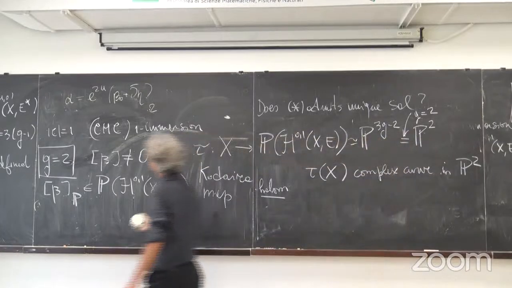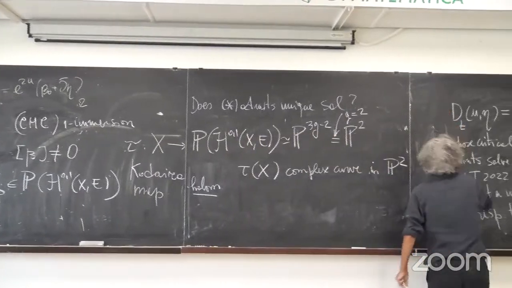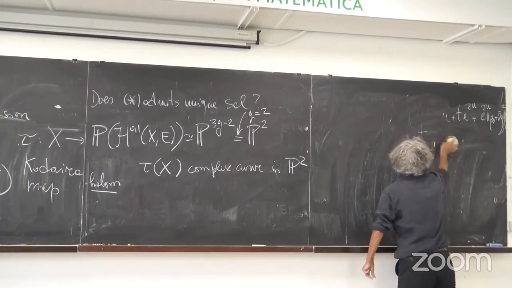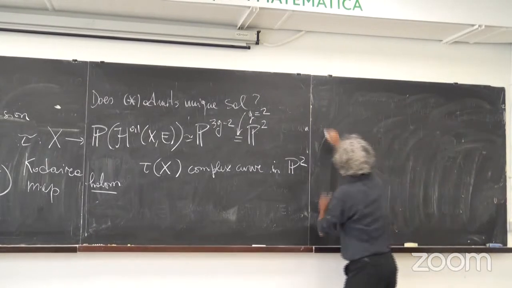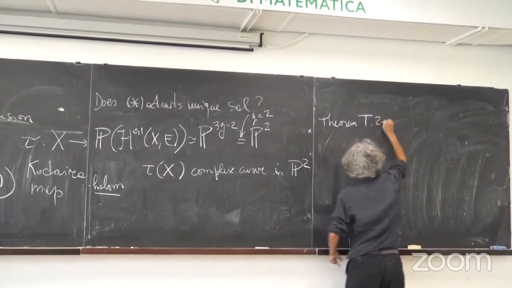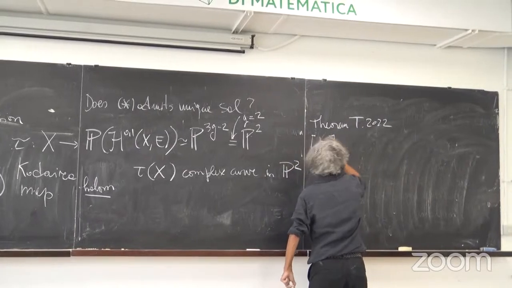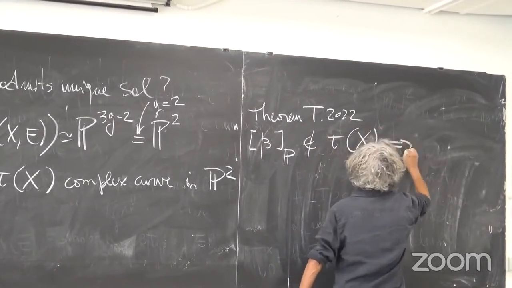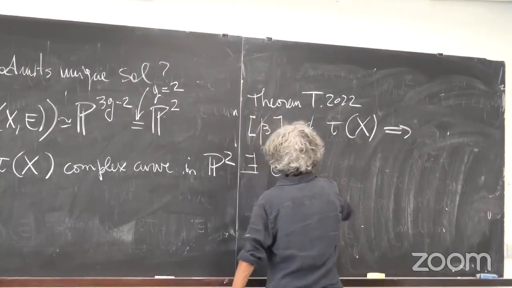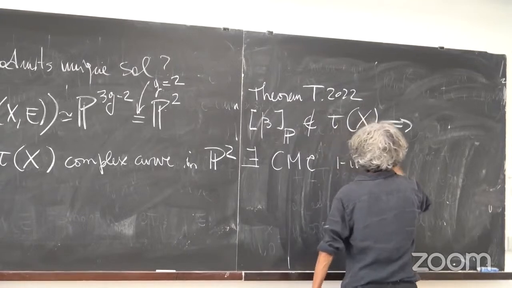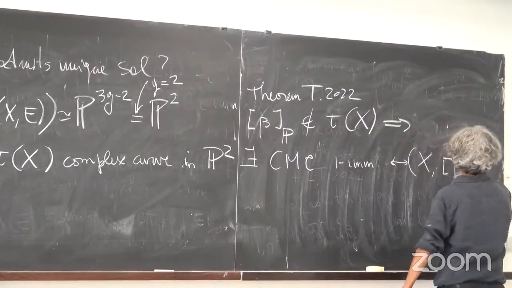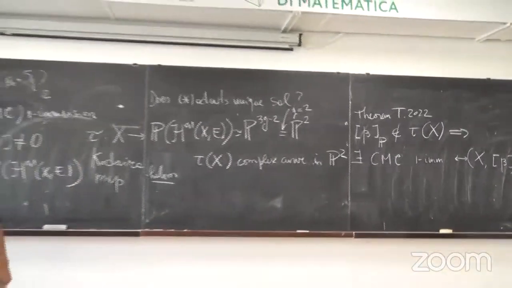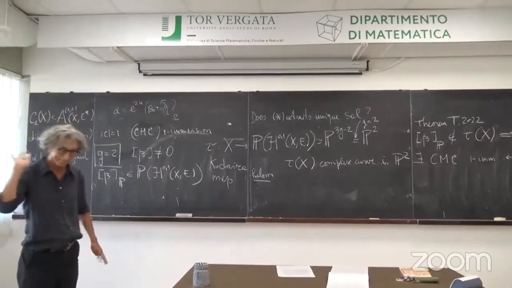So the recent result, with which I conclude, that we have very recently, I just want to state it, is this: the theorem says that if the projective representative of my class, beta_p, is not in the image of the canonical map, then in fact there exists a CMC 1 regular immersion corresponding to the pair X, beta. Well, there is a lot that one should describe in this context. I don't have time, so this is just to give a flavor of the more recent results in this direction. Thank you very much.